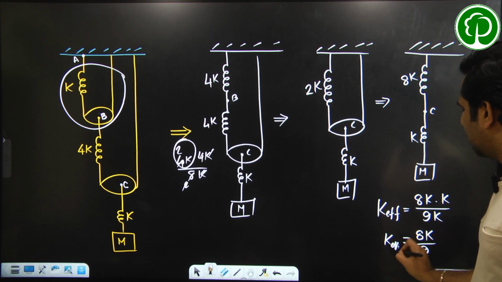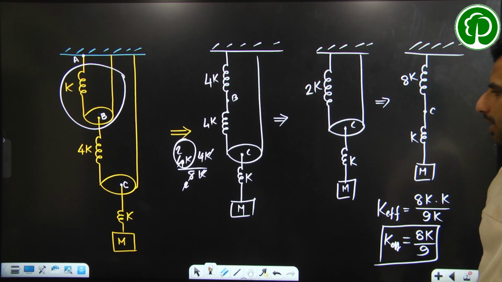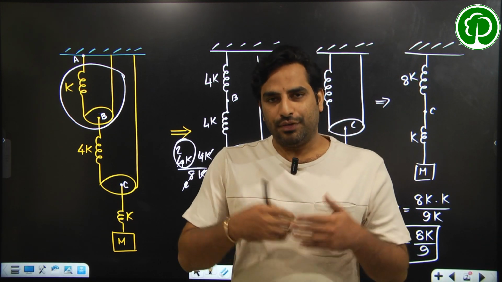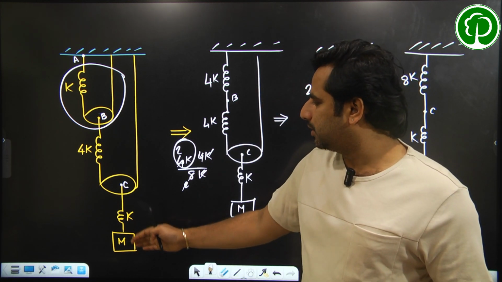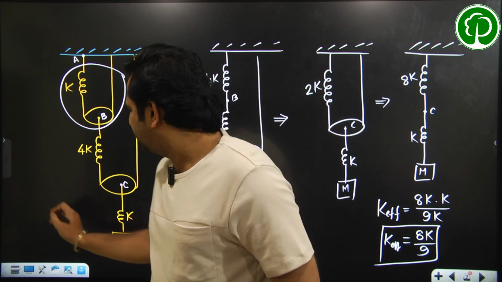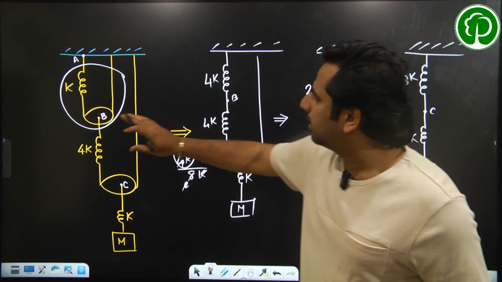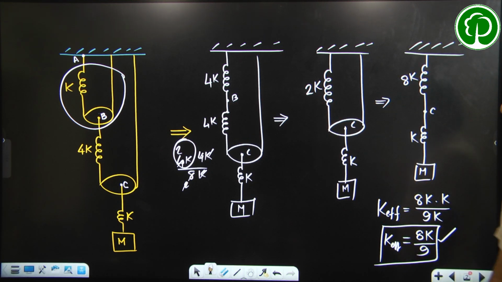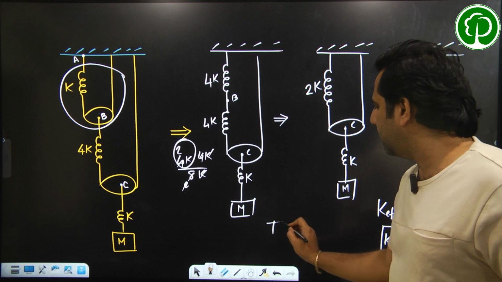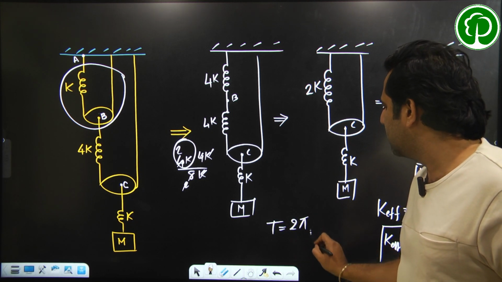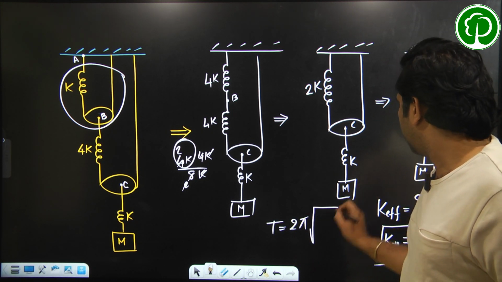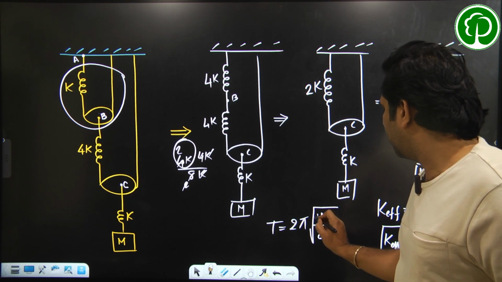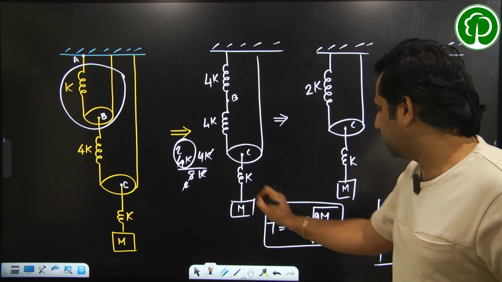As simple as this. Now if you find the effective spring constant, you can solve many problems related to this model. Suppose you have to find the time period of oscillation of these blocks or the pulleys, you are converting this into a simple spring block system of effective spring constant 8k by 9. So the time period of the simple spring block system is 2 pi into under root m by k effective. So I can simply write 8k by 9, as simple as this.